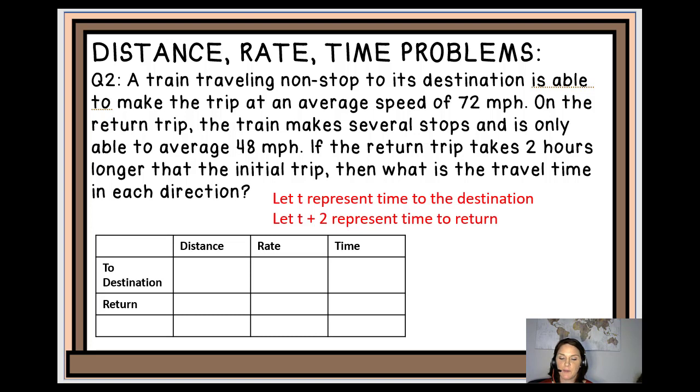Okay, so we're going to let t represent the time to the destination and t plus 2 represent the time to return. So let's go ahead and fill in our chart. Going to the destination, we travel 72 miles per hour, so that's our rate. We don't know how long it's going to take, so that's t. On the way back, the average is 48 miles per hour, and that took 2 hours longer, so t plus 2.